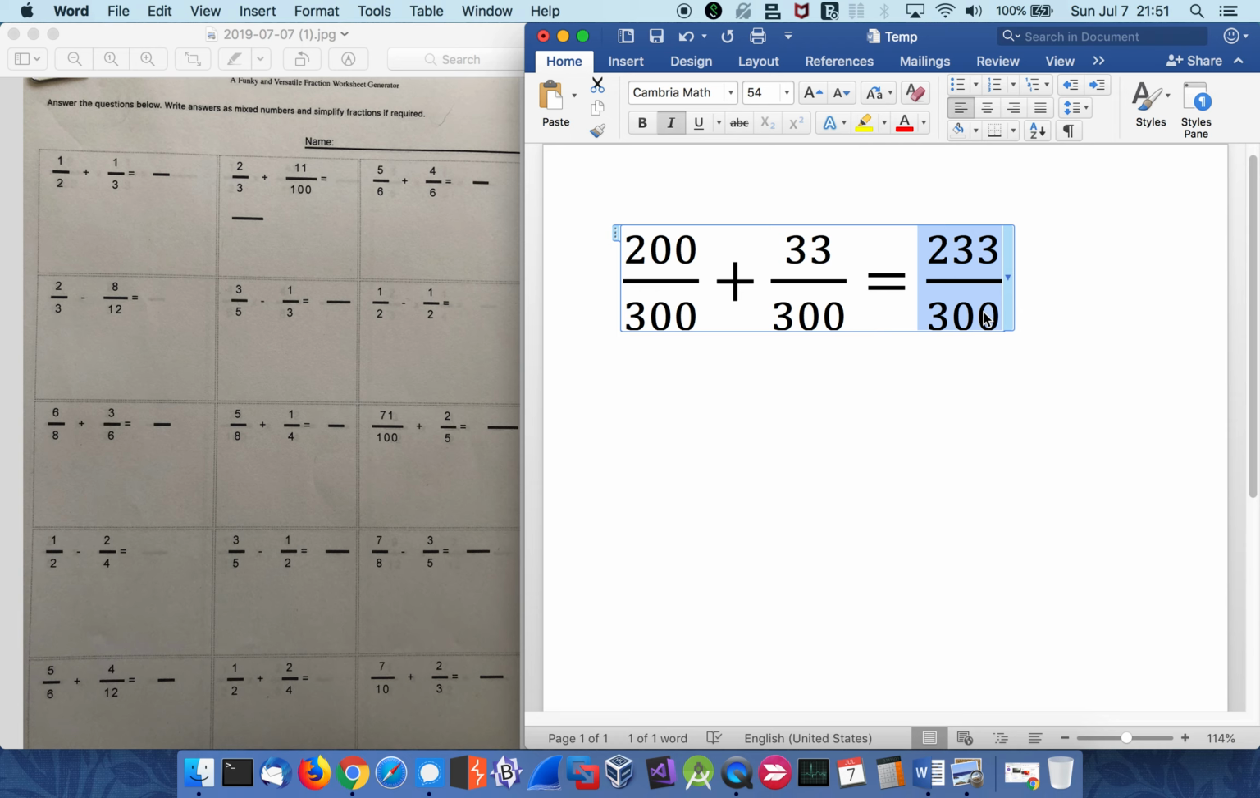Trying to see if there's anything else we can divide that by. I don't see anything we can divide it by. Yeah, not really. Yeah, I can't think of anything. Alright, so that's that one. So let's see. Oh, here's one. Let's do this one over here.